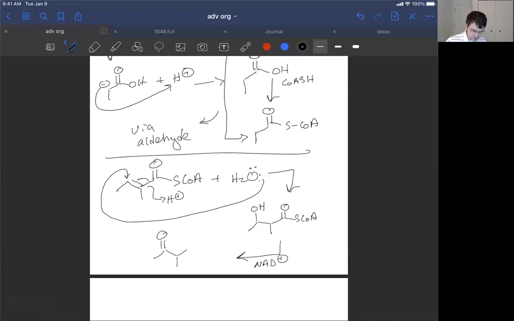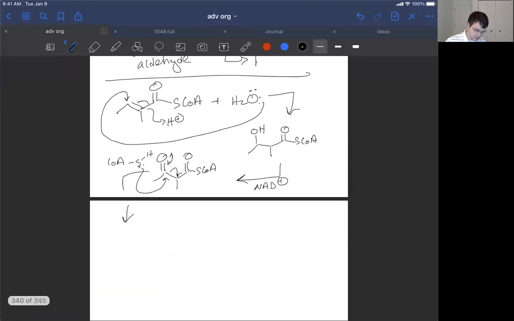And this keto group can undergo a retro-Claisen reaction with the sulfur atom in CoASH. So we can add to this carbonyl, come up, come down, go over to make an enolate on that 3-carbon chain. And we've got acetyl-CoA along with, I just realized, sorry, I got so distracted last time. Negative charge here gets rapidly protonated.